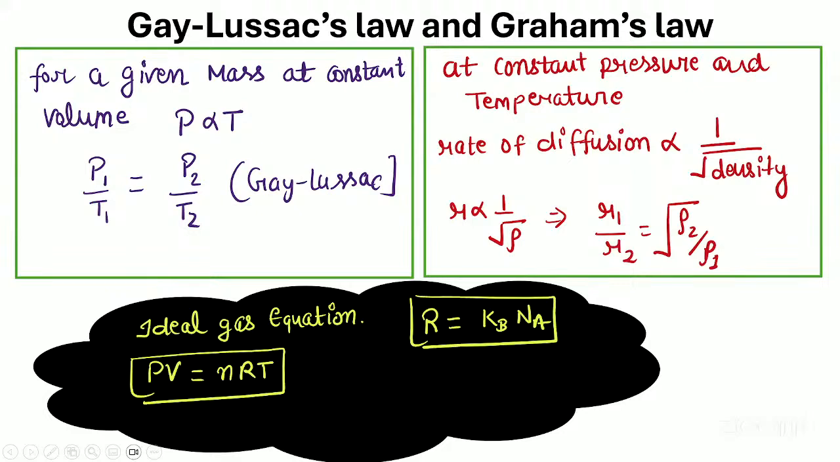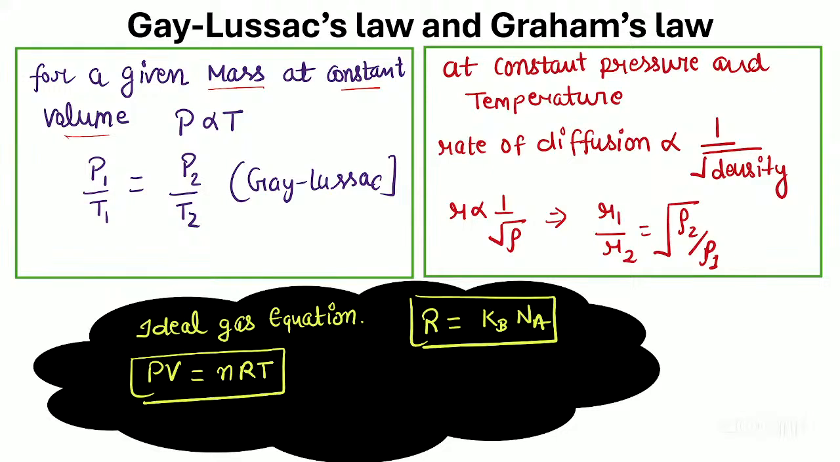Now, Gay-Lussac's law and Graham's law. Gay-Lussac's law says that for a given mass and constant volume, pressure is directly proportional to temperature. As you increase the pressure, temperature increases. So this is for a given mass, which means we have to keep mass constant, and constant volume. This is P1 by T1 equals P2 by T2. This is Gay-Lussac's law.